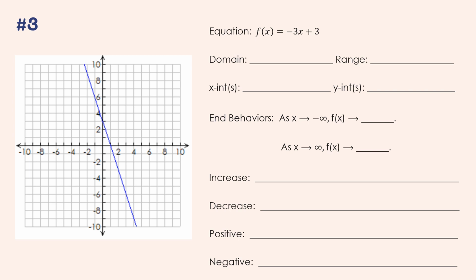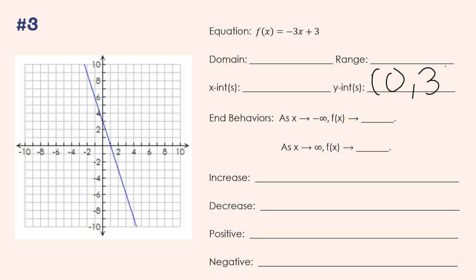Last one of these that we're going to look at is number 3. Its equation is f of x equals -3x plus 3. That means it has a slope of -3. It's going down 3 and over 1. It has a y-intercept at 0, 3. So why don't we go ahead and put that y-intercept at 0, 3.